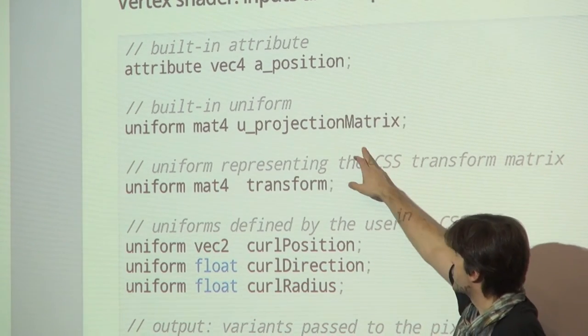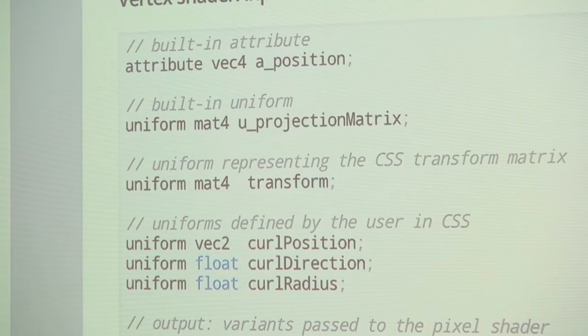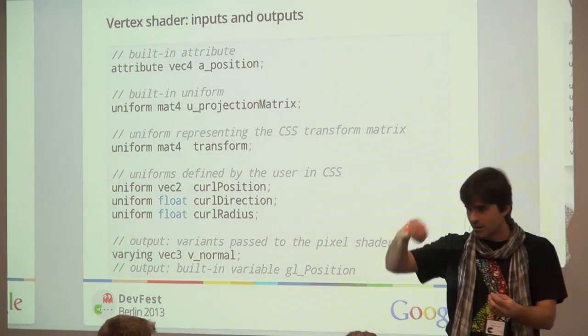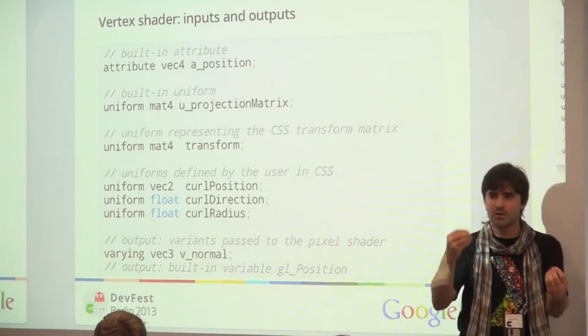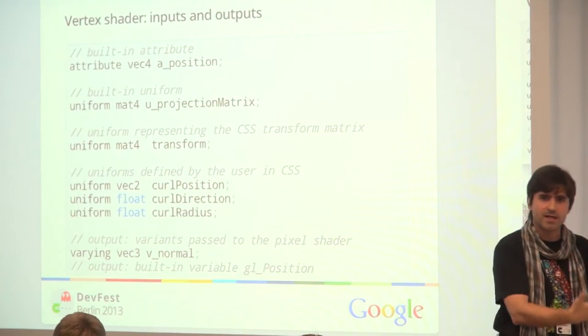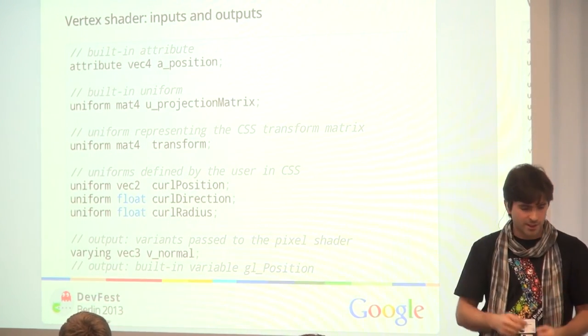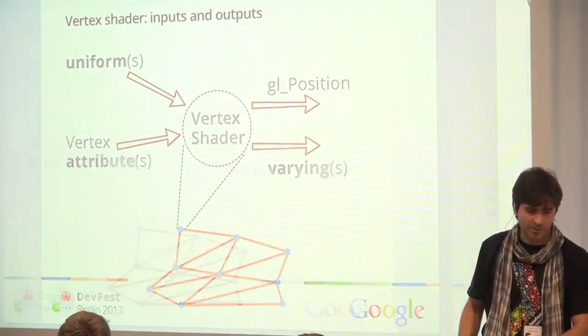The second one is the projection matrix. So that's something also the browser gives to you. You don't have to worry about what is inside. You just have to know that the vertex position that you will have computed, you have to multiply it by the projection matrix, because that is what the browser expects to find in the GL position output variable.